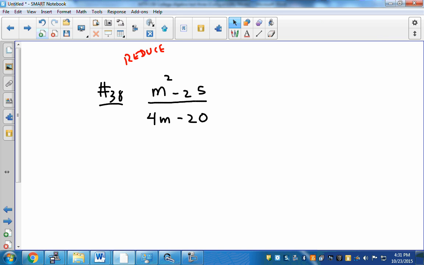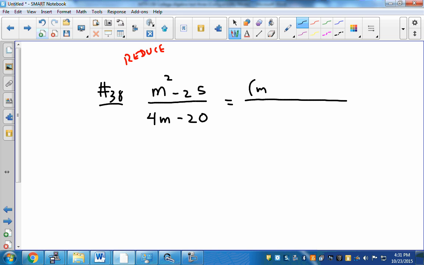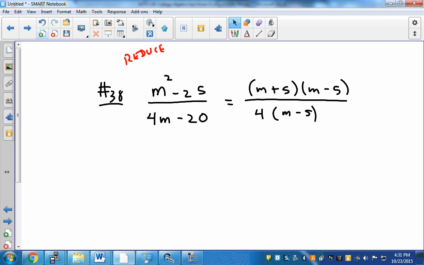Okay, so how do we do something like this? Well, remember, these are factoring exercises. So you need to factor the top. That looks like a difference of squares, m plus 5, m minus 5. And you need to factor the bottom. Take the common factor of 4 out, m minus 5. And then after you've factored, you can cancel. So our final answer, m plus 5 divided by 4.